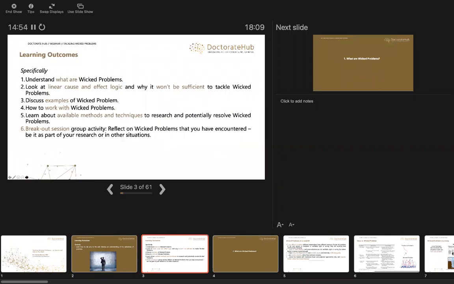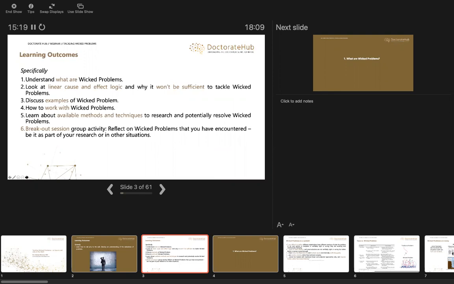Starting with, specifically, to understand what wicked problems are, to look at linear cause and effect logic and why it won't be sufficient to tackle a wicked problem, to look at two concrete examples of wicked problems, and then afterwards to focus on how to work with wicked problems, and to learn a bit about available methods and techniques to research and potentially resolve wicked problems.